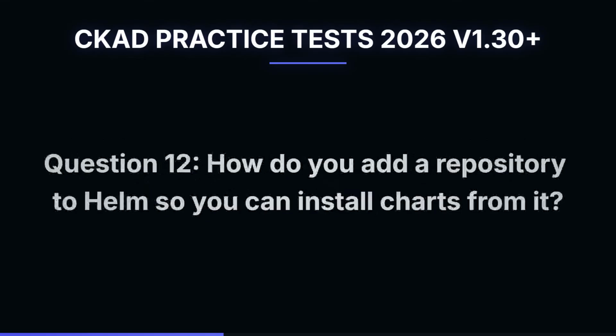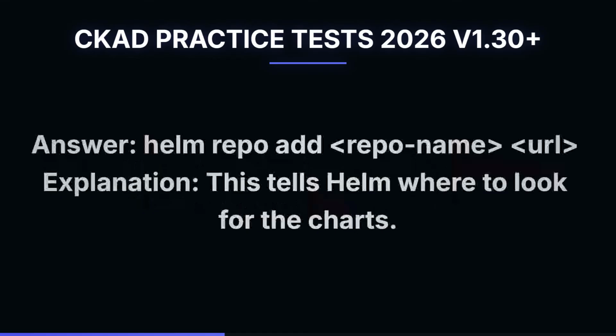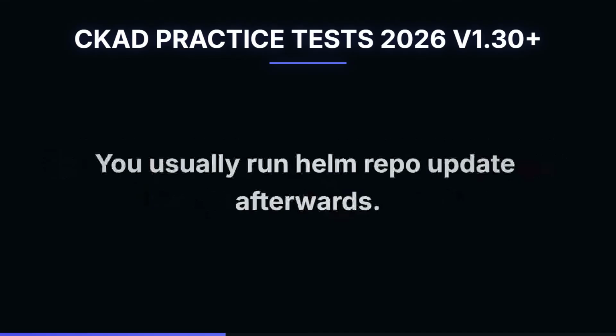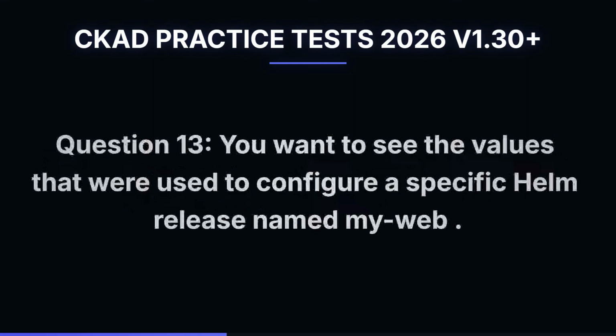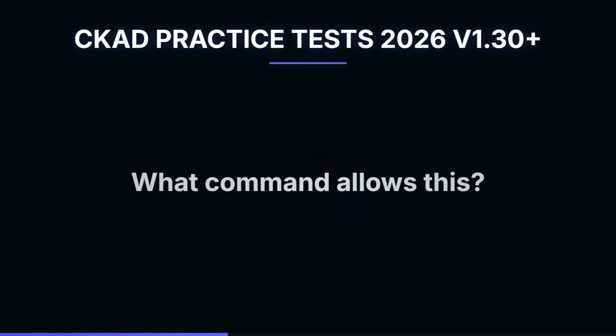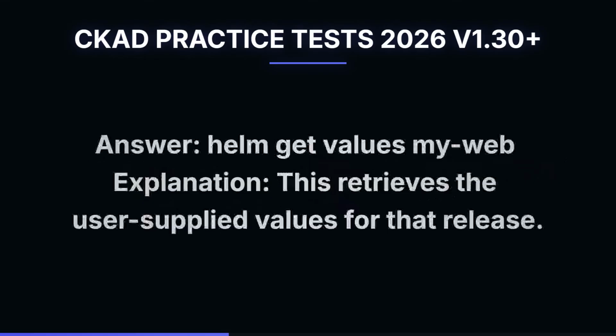Question 12. How do you add a repository to Helm so you can install charts from it? Answer: helm repo add <repo name> <URL>. Explanation: This tells Helm where to look for the charts. You usually run helm repo update afterwards. Question 13. You want to see the values that were used to configure a specific Helm release named MyWeb. What command allows this? Answer: helm get values MyWeb. Explanation: This retrieves the user-supplied values for that release.